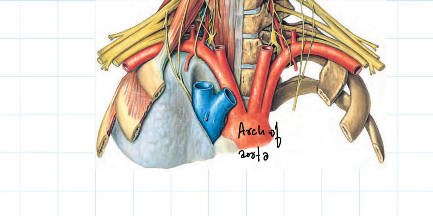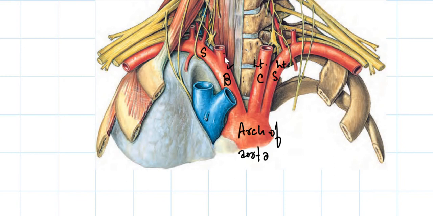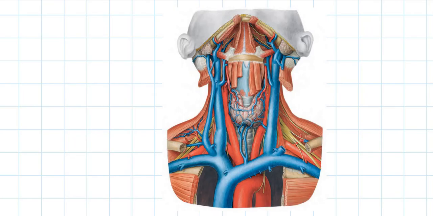From the arch of aorta, three branches are coming out. I told you these are the BCS branches. B for brachiocephalic. This is the brachiocephalic, this is the left side common carotid, and this is the left side subclavian. The brachiocephalic further divides into the subclavian and the common carotid on the right. So this is the right side common carotid and this is the right side subclavian. That's the basic concept.